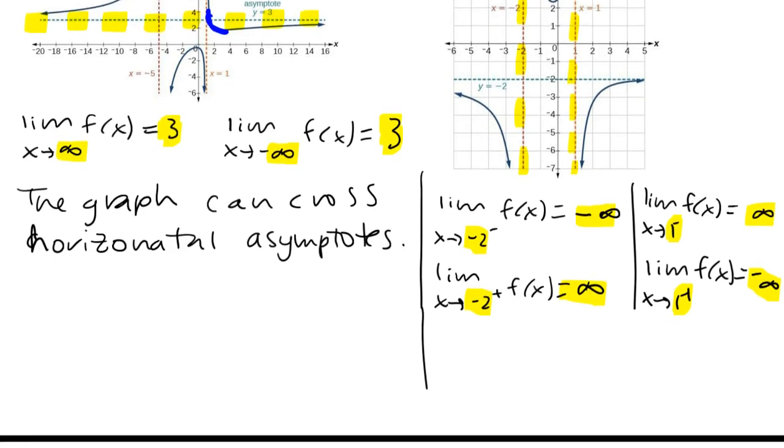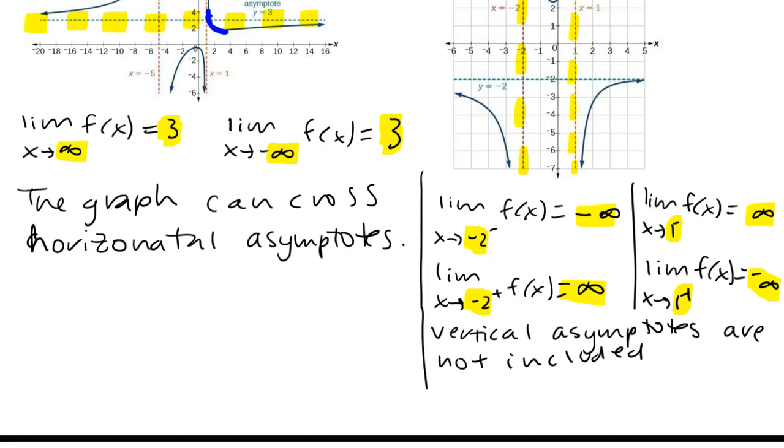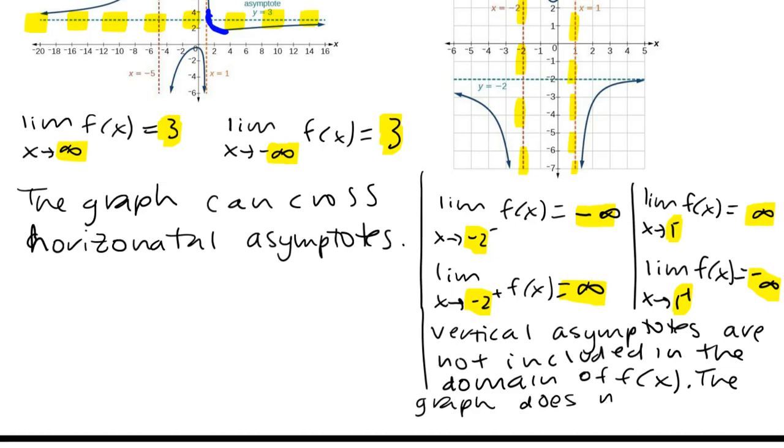Another note that I want to make down here is that vertical asymptotes are not, see if you know what I'm going to say here, are not included in what? In the domain of f of x. The graph cannot cross them. The graph does not cross the vertical asymptotes.